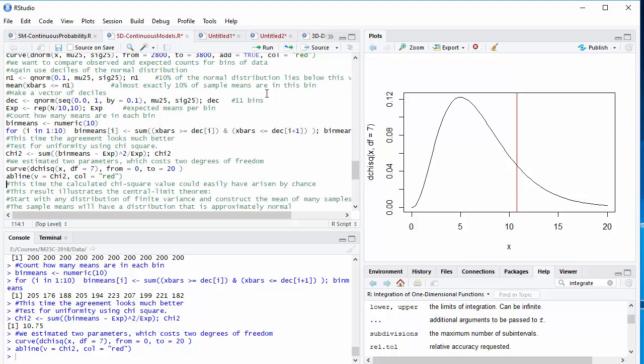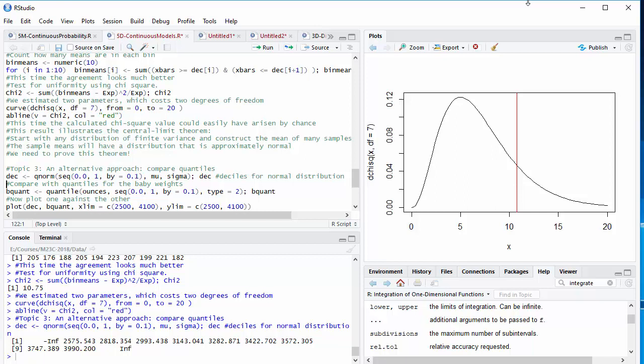This is going to turn out to be a consequence of the central limit theorem, even if your initial distribution isn't well modeled by a normal distribution. If you take the mean of a large sample, that's going to be approximately normally distributed.